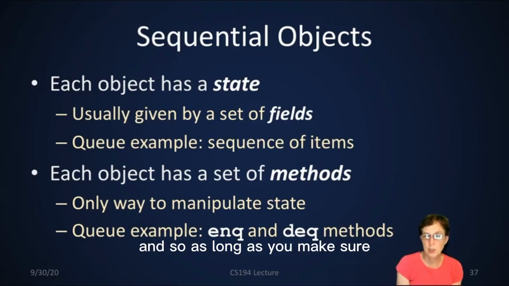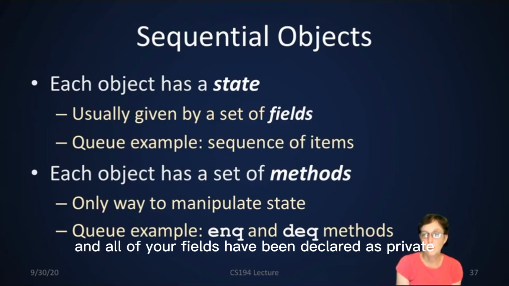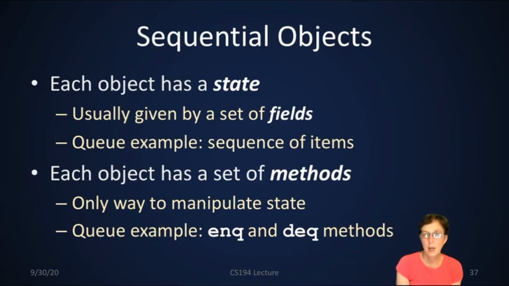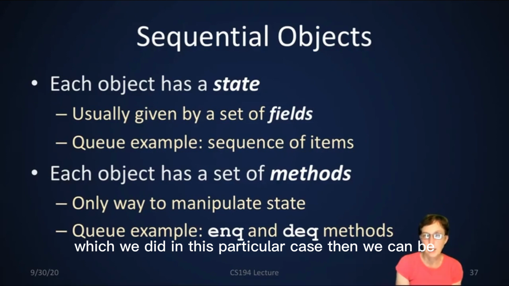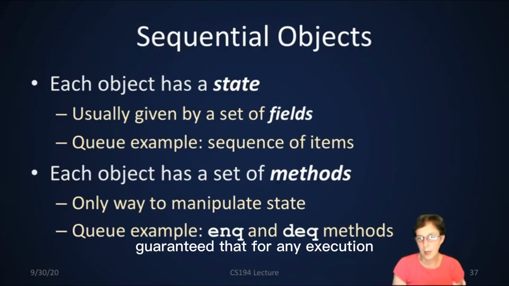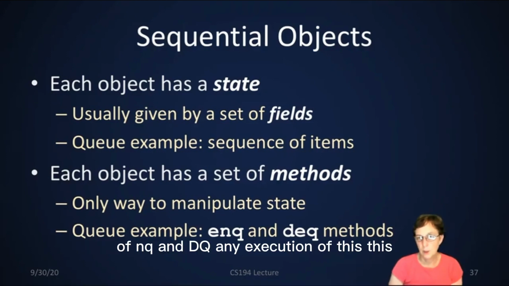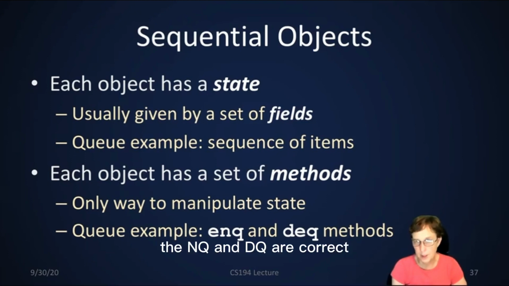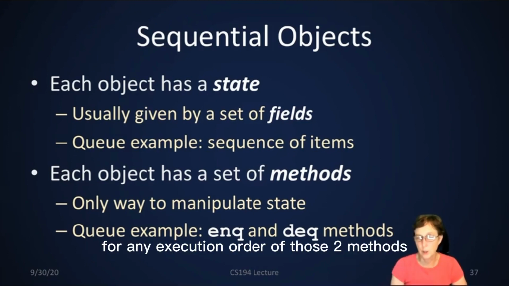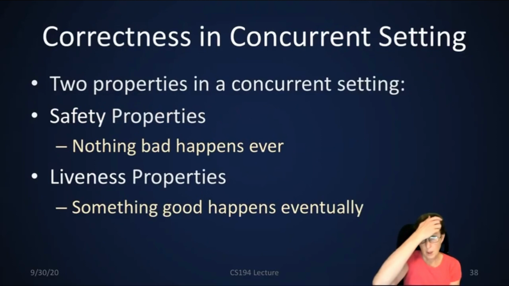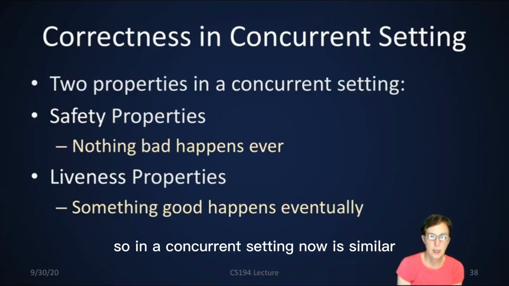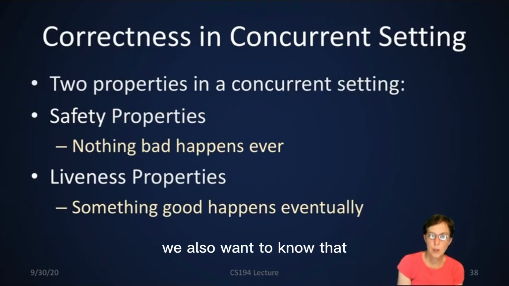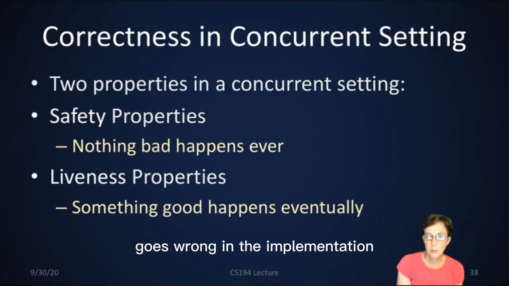And so as long as you make sure those two methods are correct and all of your fields have been declared as private, which we did in this particular case, then we can be guaranteed that for any execution of NQ and DQ, any execution of this Q type, it should be correct, as long as we know that both the NQ and DQ are correct for any execution order of those two methods. So in a concurrent setting now, it's similar. We also want to know that nothing goes wrong in the implementation.